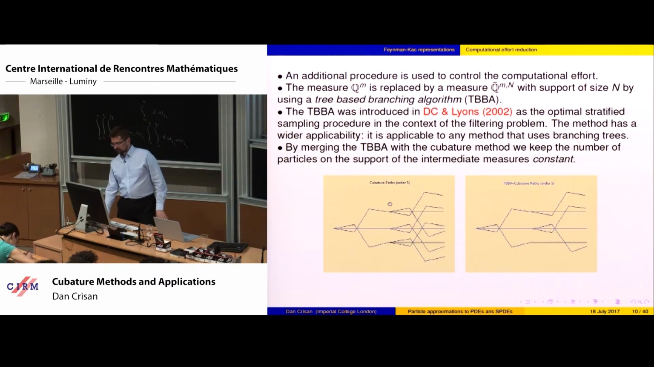So when I have this cubature path, I told you that, say this is the first point in the partition, and then I have the cubature path. For each of these three points, I have to attach the same three paths again, and then I get 9 and then 27 and so on. What the TBBA does is choose only some of these paths, and it solves the ODEs only along some of these paths. The paths that are in the cubature measure but are not selected, you do not need to solve the ODE for, you don't care about those paths. All you care about is the paths that are selected. So you first select the paths, and then you solve the ODE, not the other way around. That means that truly you keep the computational effort fixed.